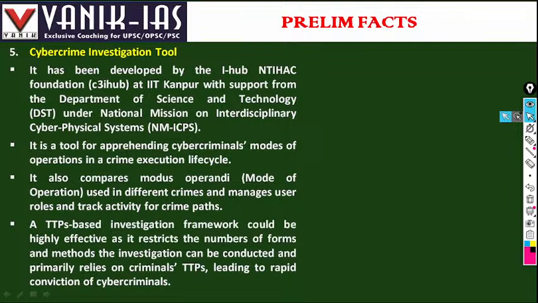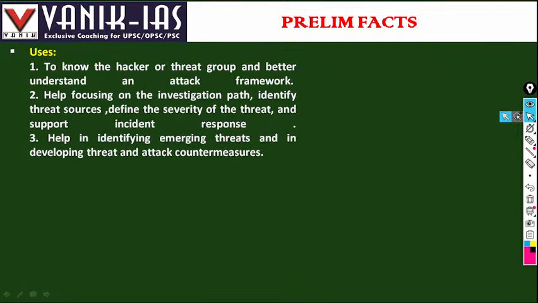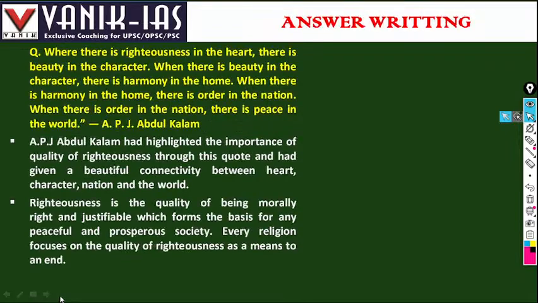crime paths. A TTP-based investigation framework would be highly effective as it restricts the number of forms and methods, and investigations can be conducted primarily relying on criminals' TTPs. The TTP approach leads to rapid conviction of cybercriminals. It is used to know the hacker or threat group, for better understanding of the attack framework, to help focus the investigation path, identify threat sources, define the severity of the threat and support incident response, and help in identifying emerging threats and developing threat and attack countermeasures. So this is a new development.